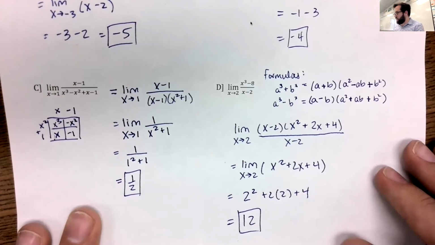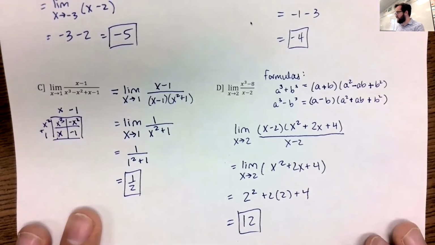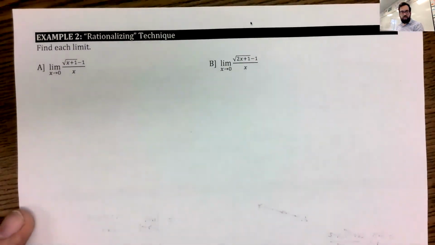All right, so that is the dividing out technique. There's one more technique we're going to talk about, which is the rationalizing technique. On the back, example 2.